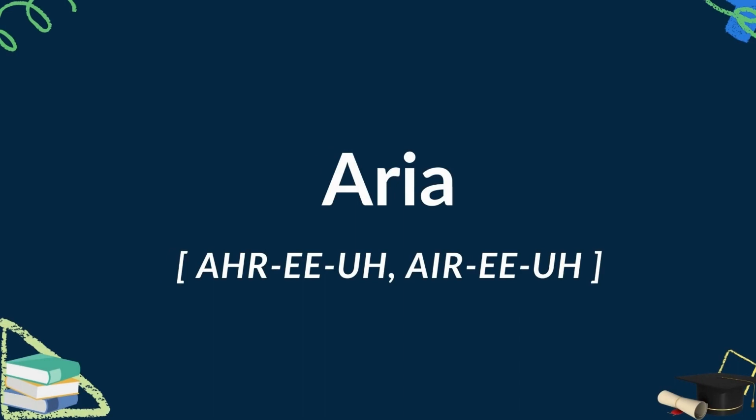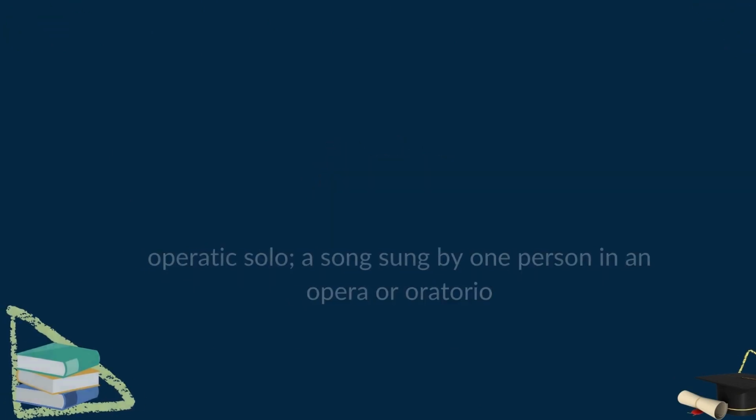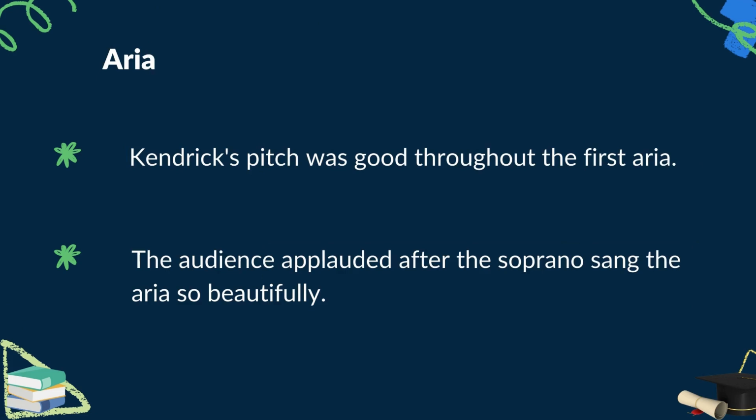The next word is aria. A-R-I-A. Aria. Aria means operatic solo, a song sung by one person in an opera or oratorio. Here are some ways you can use the word in a sentence. 1. Kendrick's pitch was good throughout the first aria. 2. The audience applauded after the soprano sang the aria so beautifully.